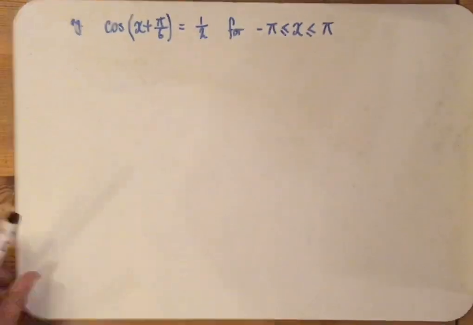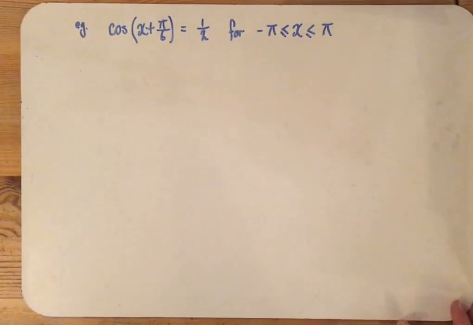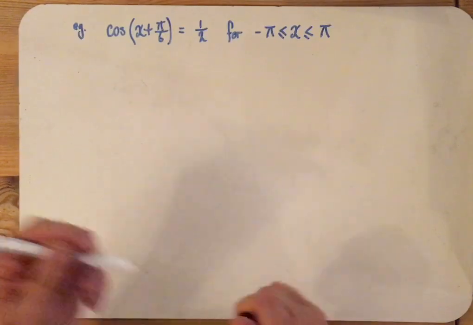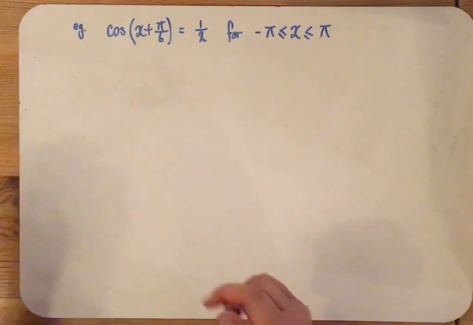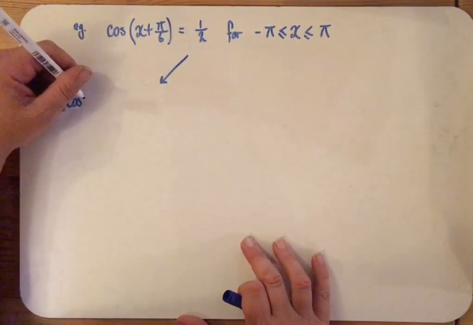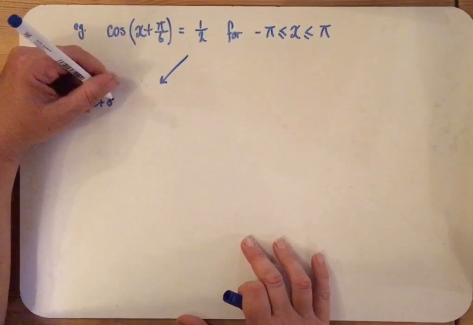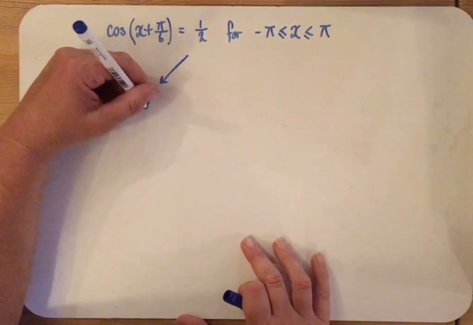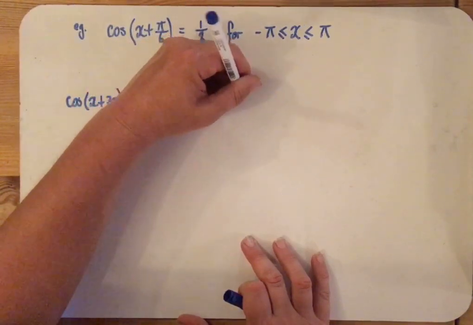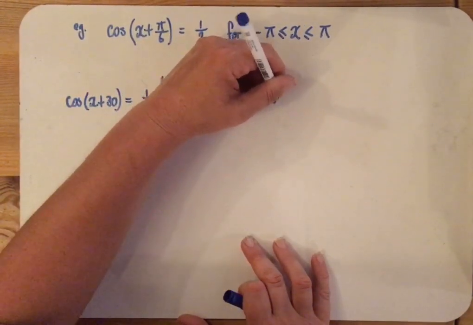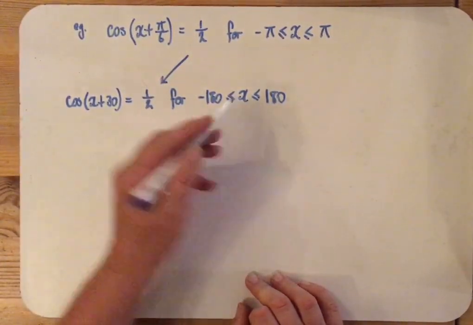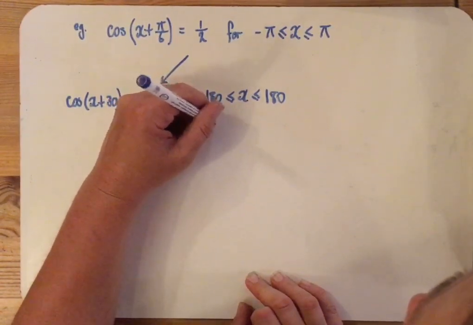I'll do one more. So cos of x plus pi by 6 equals a half, between minus pi and pi. So again, you could work in degrees. So cos of x plus 30 equals a half for minus 180 less than or equal to x less than or equal to 180. Then you change this domain, so I want x plus 30 in here, so I need to add 30 to everything.